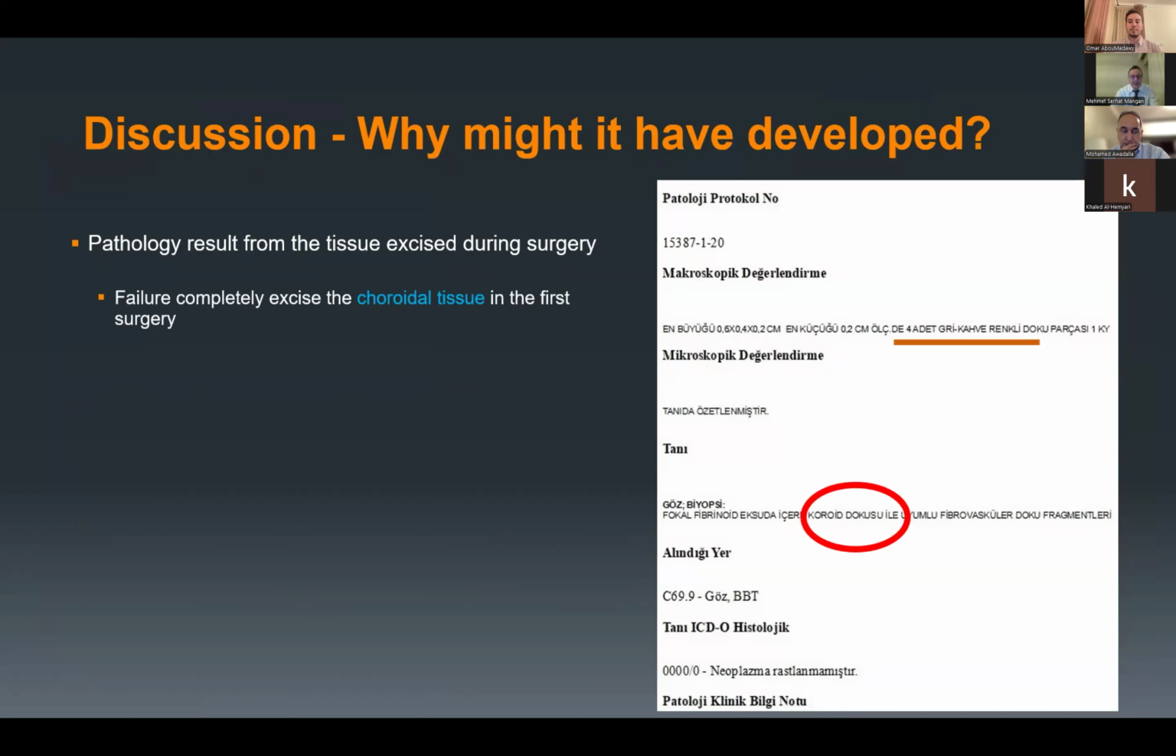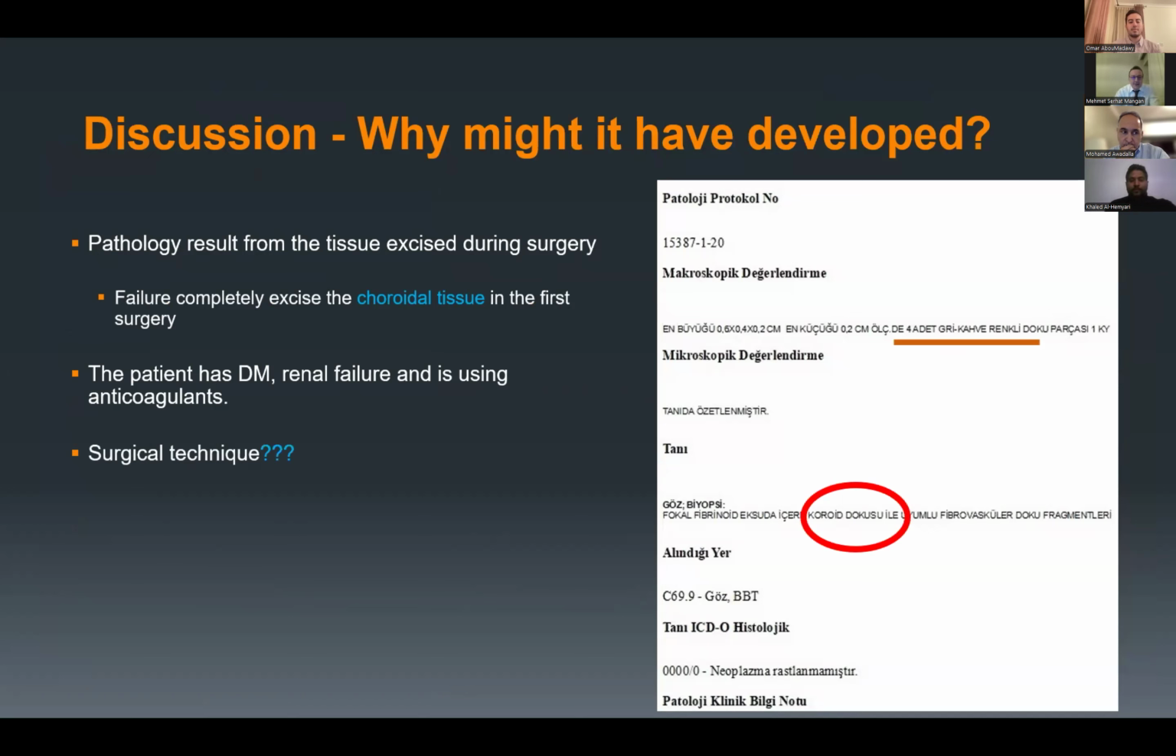This is a very important issue in evisceration surgery. And the patient has diabetes mellitus, chronic renal failure, and is using anticoagulants. These factors may have triggered the hemorrhage. And surgical techniques: four-petal evisceration and the two scleral flap technique, among other techniques. The four-petal evisceration technique may trigger hemorrhage because it is more invasive than the two scleral flap technique.